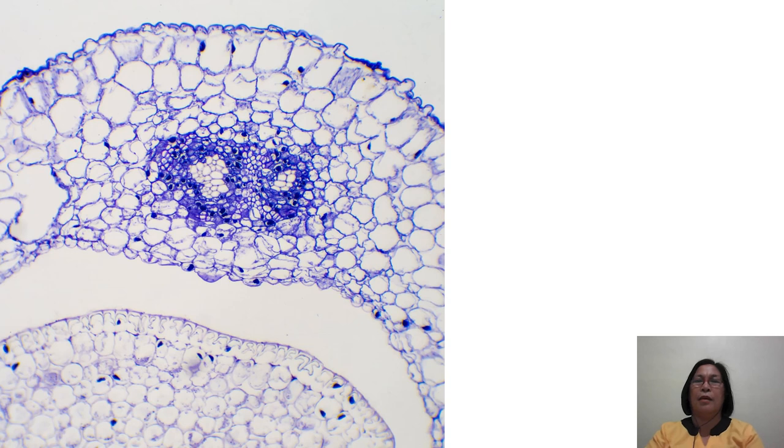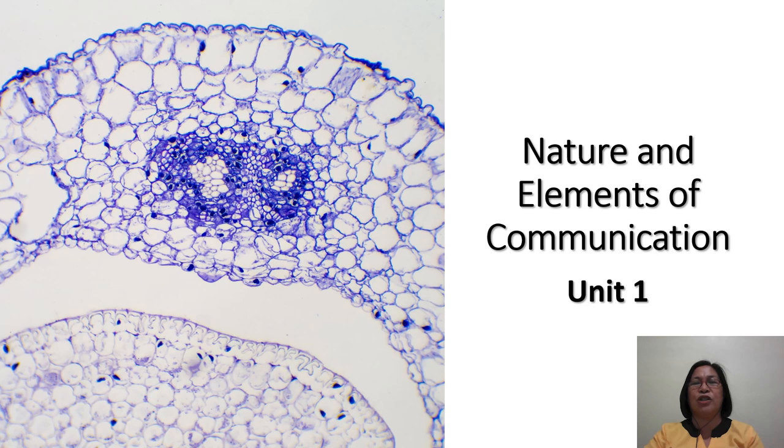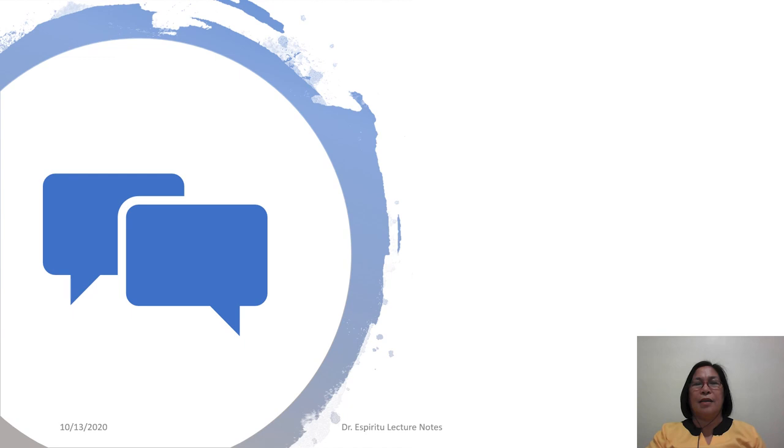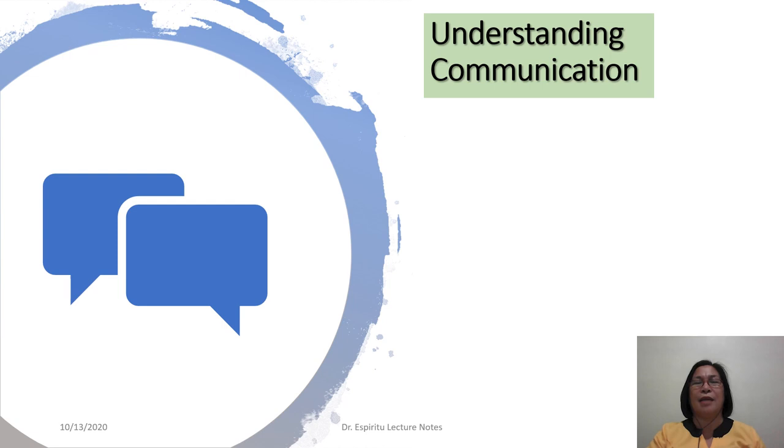Hello again. So this is going to be your notes on the first unit of our book for oral communications. So unit one is about nature and elements of communication. This is divided into lessons. So let's start with the first part, which is understanding communication.